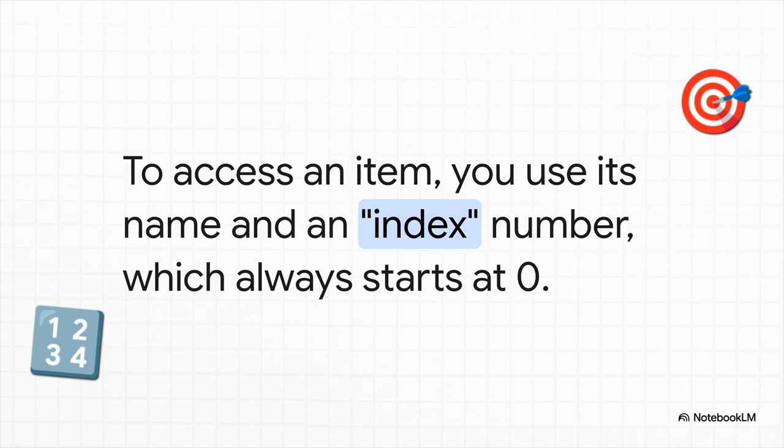And to get to one specific salary in that collection, you just use the array's name and its position number, which we call an index. Now here is the one crucial, kind of quirky detail that you just have to burn into your brain. Computers start counting from 0, not 1. So the first item is at index 0, the second is at index 1. It feels weird at first, trust me, but you get used to it.